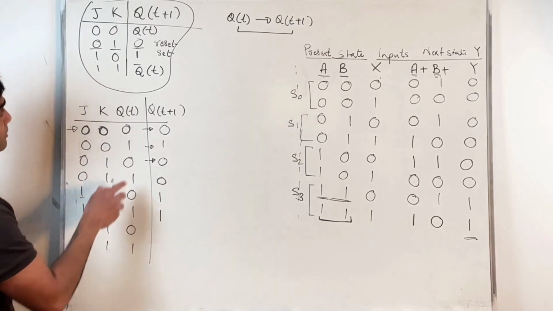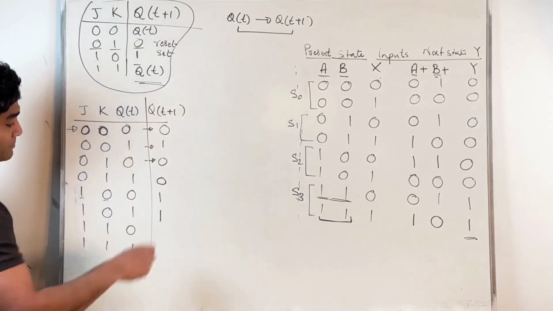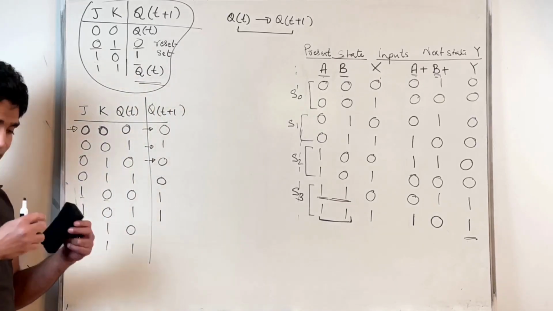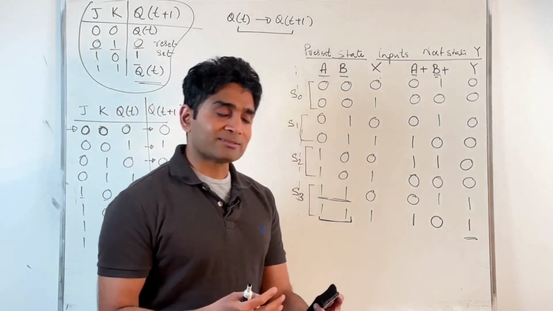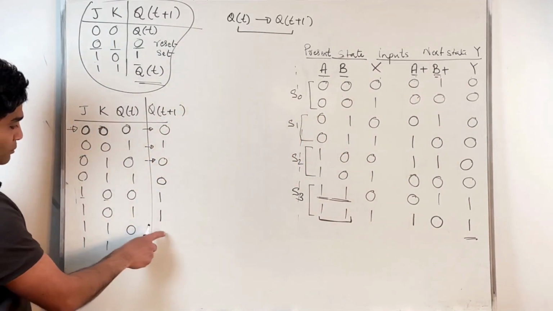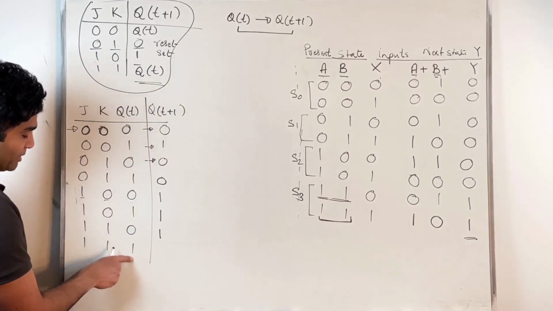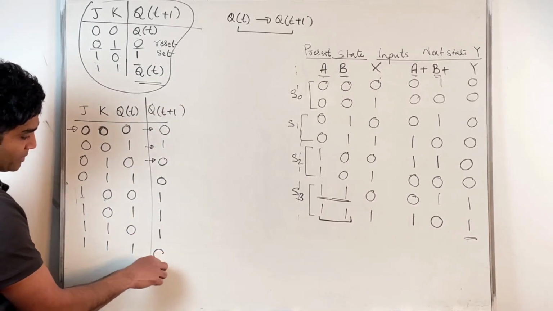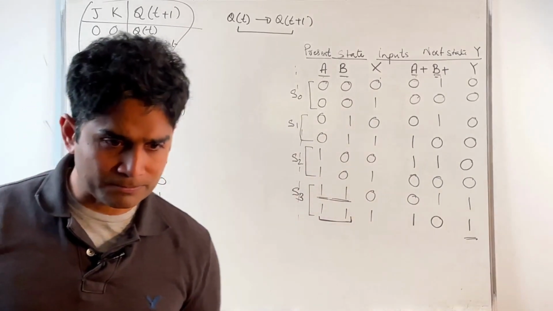And finally 1 1 corresponds to the toggle state, right? So whatever I have in the current instance, that's going to get toggled. So if I have 0, that's going to become 1. If I have 1 in the present instance, that's going to turn into a 0.